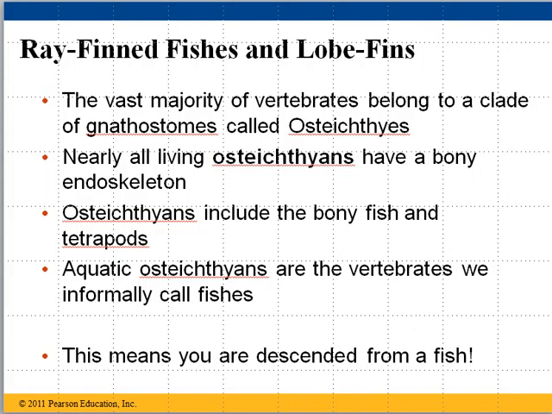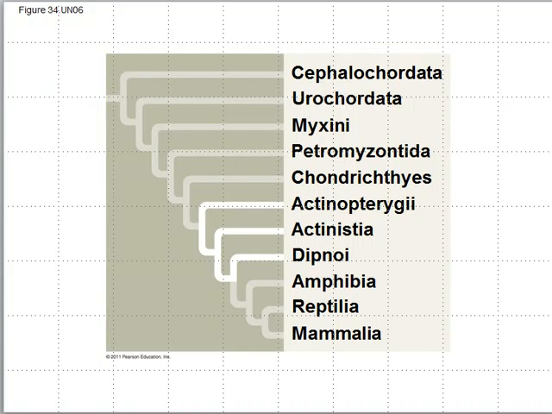Nearly all of the osteichthyans have a bony endoskeleton, so they have an internal skeleton. Osteichthyans include the bony fish and tetrapods, land animals. Aquatic osteichthyans are the vertebrates we informally call fish, and what this means is that you are descended from a fish. You are in the same category as a fish. So here is this group. We'll go down the list and get to some of these particulars.